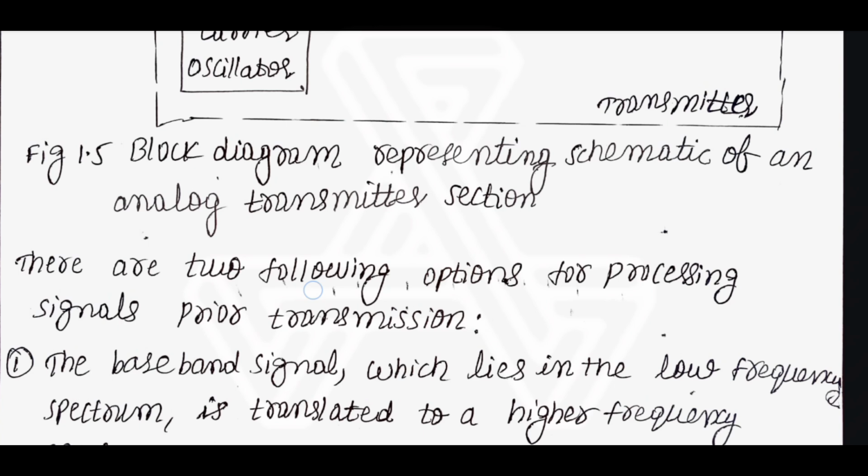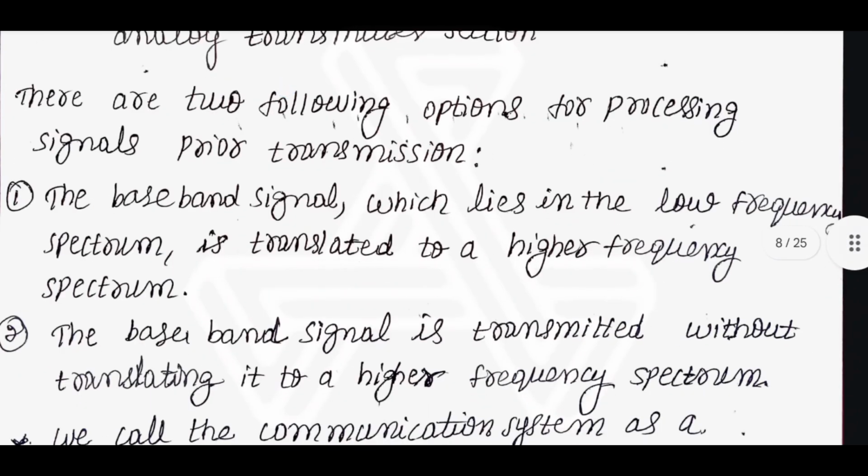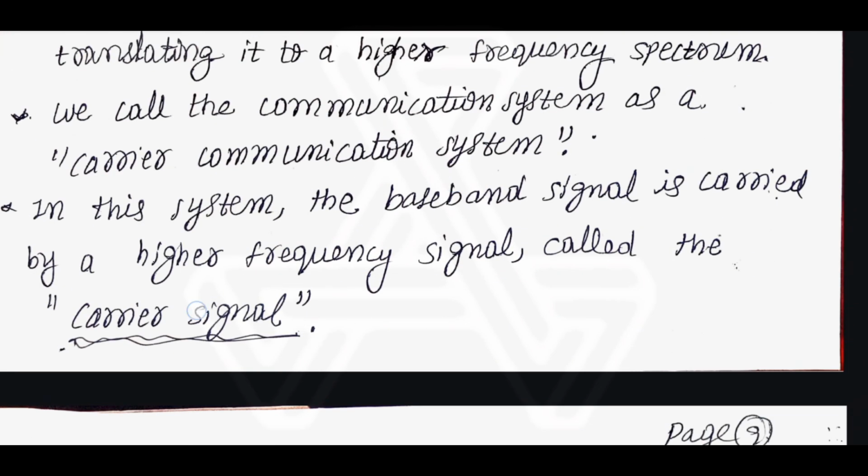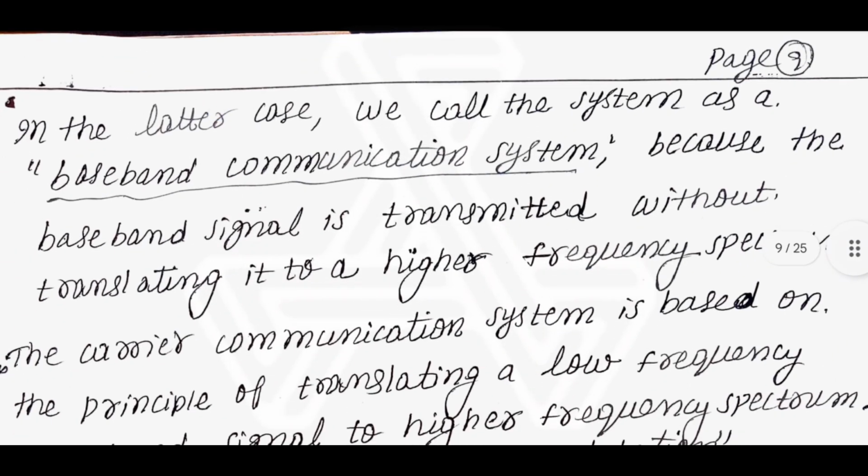There are two options for processing signals prior to transmission. In the first, the baseband signal, which lies in the low frequency spectrum, is translated to a higher frequency spectrum. In the second, the baseband signal is transmitted without translating it to a higher frequency spectrum. We call the first a carrier communication system, in which the baseband signal is carried by a higher frequency signal called the carrier signal. In the latter case, we call the system a baseband communication system.